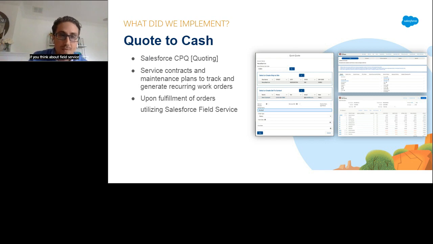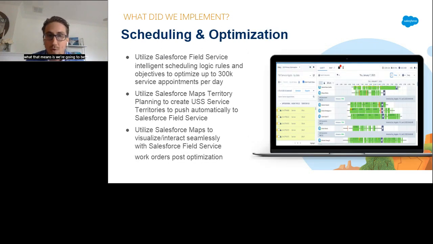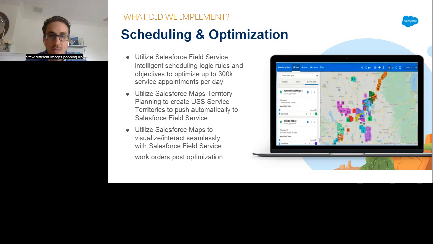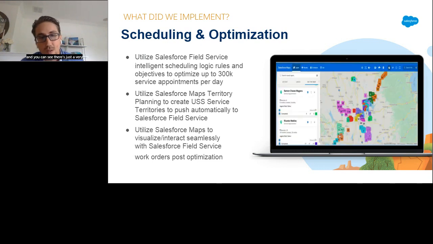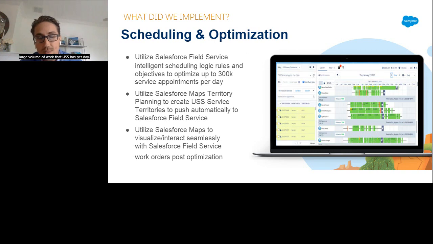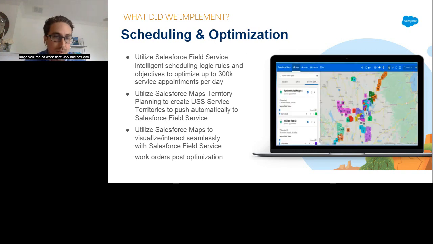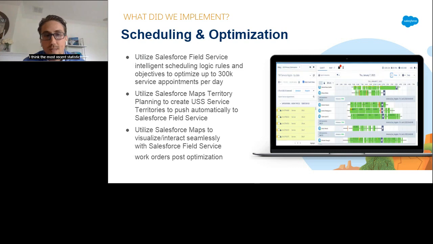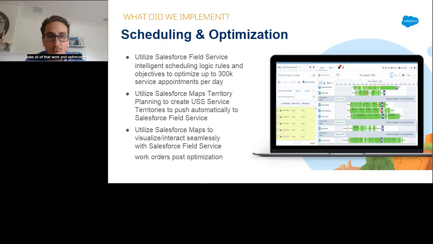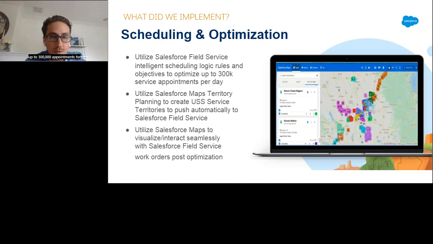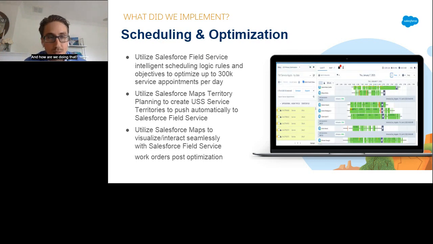And as an output of that, if you think about field service and maintenance plans, what that means is we're going to be generating recurring work. So you can see to the right-hand side, you'll see a few different images popping up. So right there's the dispatch console. And you can see there's just a very large volume of work that USS has per day. I think the most recent statistic is they're doing 70,000 service appointments a day with multiple optimization runs. We're able to take all of that work and optimize up to 300,000 appointments for United States services per day.